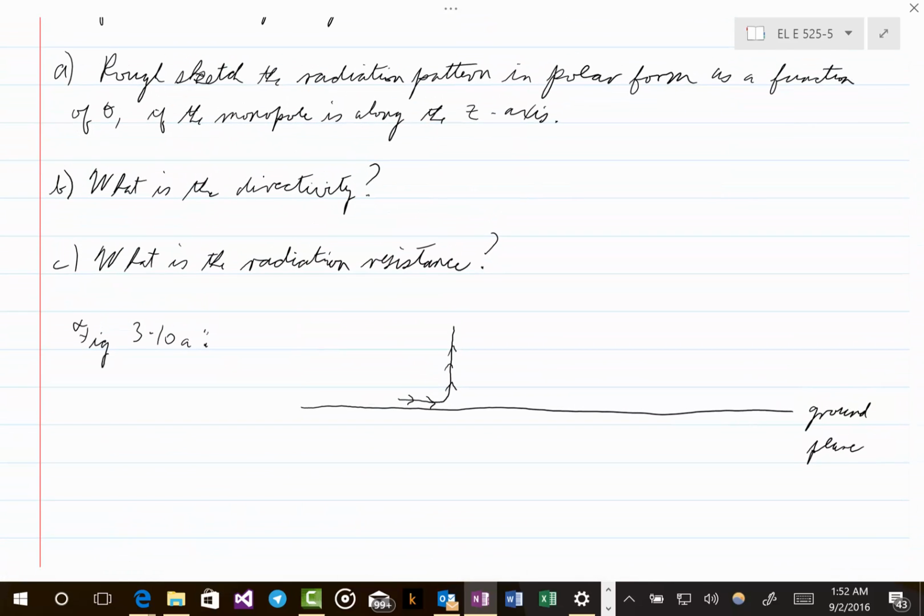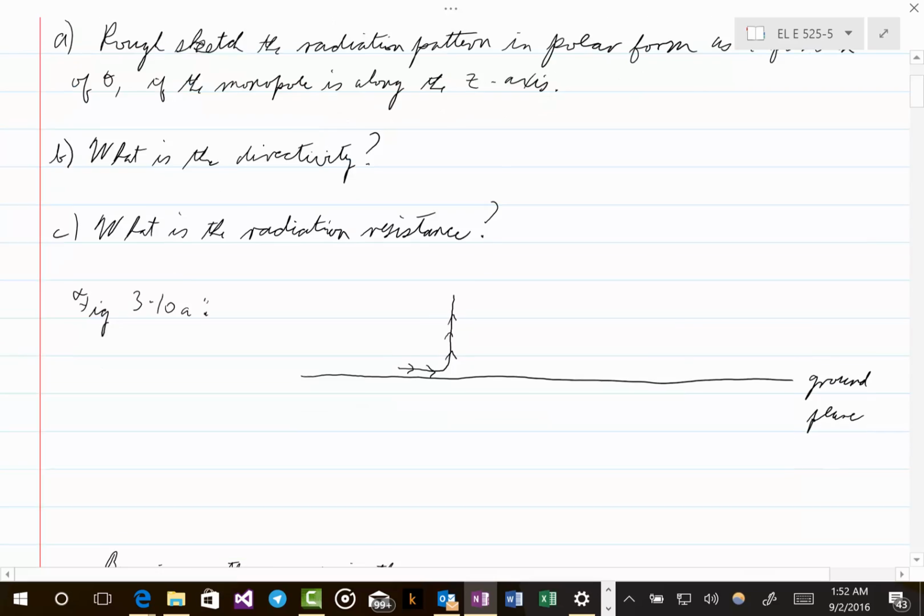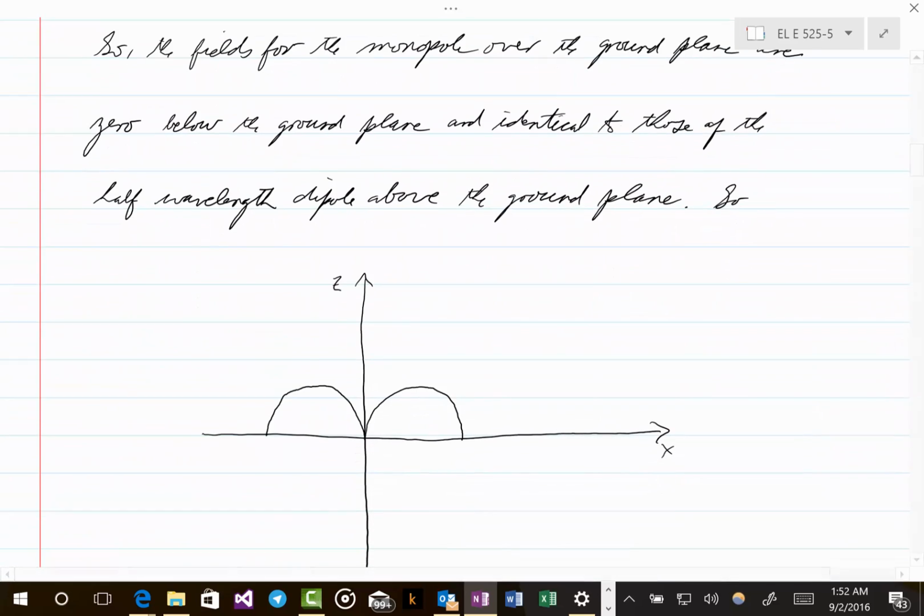Remember, the first part was to sketch the radiation pattern in polar form. Now, as we said, what image theory tells us is that the fields above the ground plane will be the same once you introduce the image and take away the ground plane, but the fields below were 0, and so that's what we have right here. This is the pattern for a half wavelength dipole. This is the pattern above the ground plane, and then notice that we have nothing here below the ground plane. So that's the radiation pattern, and again, we get that from image theory.